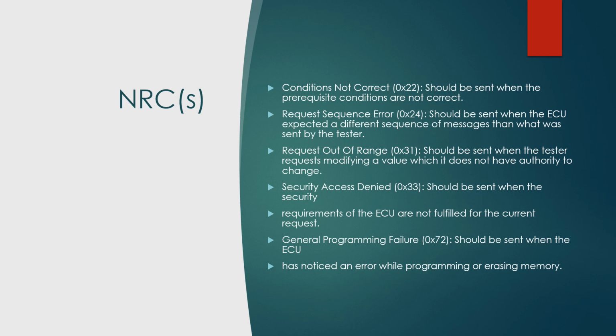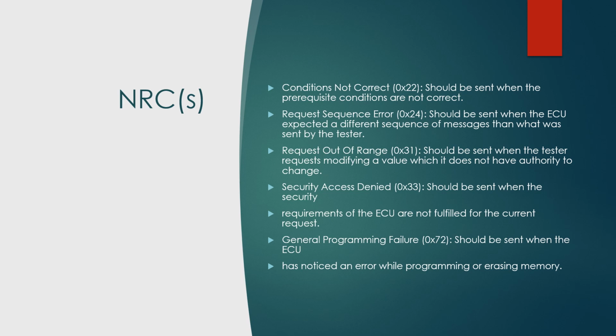Condition not correct is one of the popular NRCs. It is sent if the preconditions required for the request are not met, let's say the speed, or any other condition required to be met to send that request. Let's say the service is supported in a particular session, but there may be some limit, such as ignition being required, or the engine speed or vehicle speed being below a certain range. If it is not met, then this NRC will be sent. Sequence error is basically another popular one.